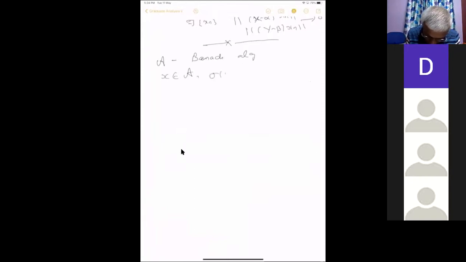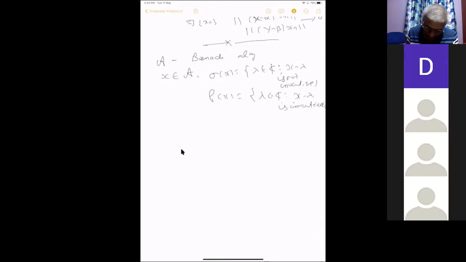Sigma of x is the spectrum: all those lambda in C such that x minus lambda is not invertible. And rho of x is equal to all those lambda in C such that x minus lambda is invertible.